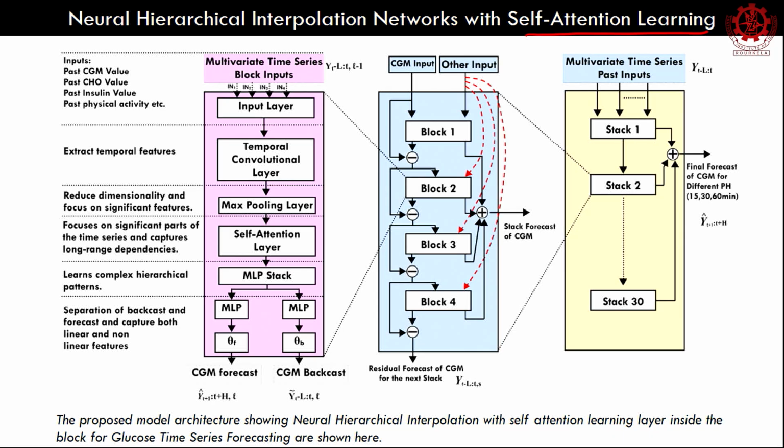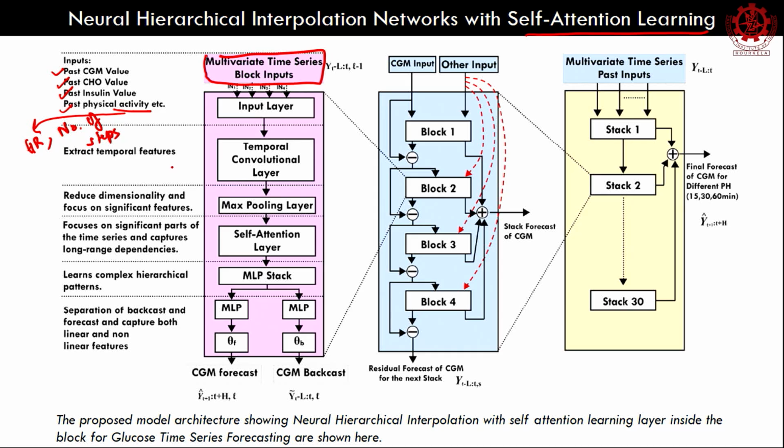If you look into the model blocks, we still have the multivariate time series. In our multivariate time series, we have the past CGM, and then the past CHO, which is the carbohydrate content or the meal content, the past insulin value, and past physical activity. This physical activity can be quantified in terms of heart rate, number of steps, altitude, velocity, and many other features.